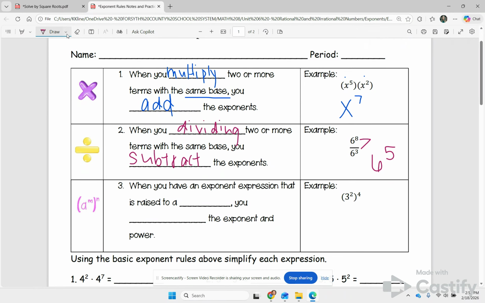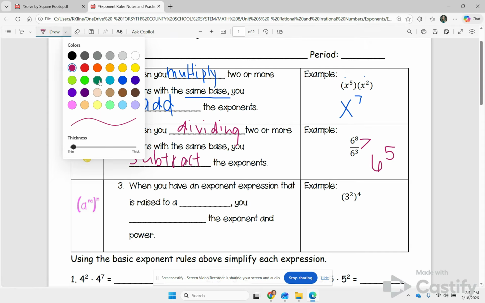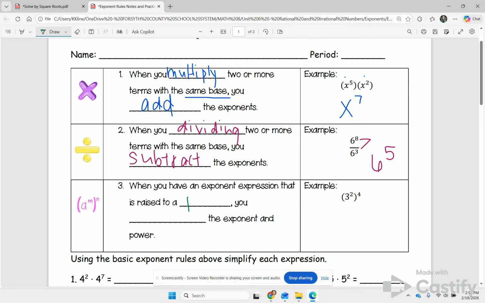The last one is when you are going to have an exponent expression that is raised to a power, you multiply the exponents, okay? So I keep my base of 3, and 2 times 4 is going to be an 8. So I should have 3 to the 8th power.